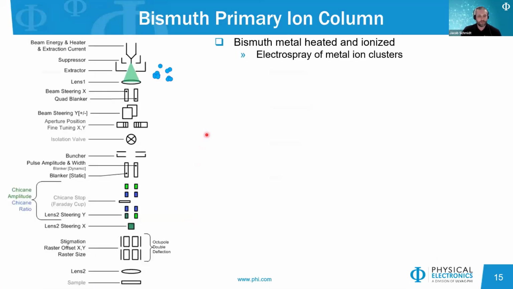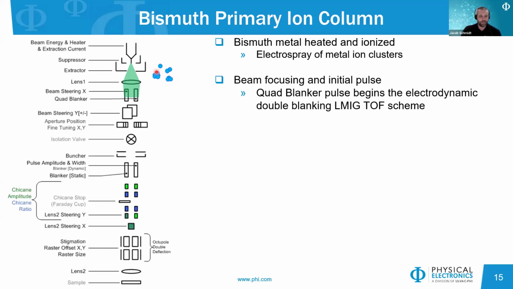To begin at the top of the LMIG column, we will store bismuth metal and heat it up into a liquid and ionize it. This will create an electrospray of metal ion clusters. At this point, we are generating all of these ion clusters continuously. We will then focus that ion beam into the quad blanker. The quad blanker will create an ion pulse by repeatedly stopping this ion beam. The quad blanker begins what is called the electrodynamic double blanking LMIG TOF scheme, and this is how we will select one particular primary ion species.